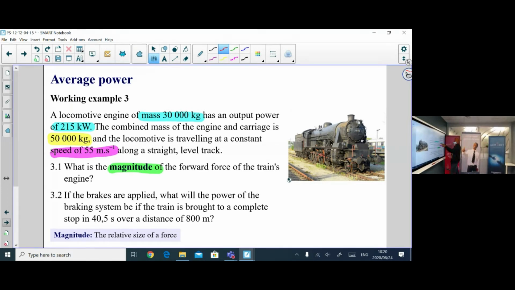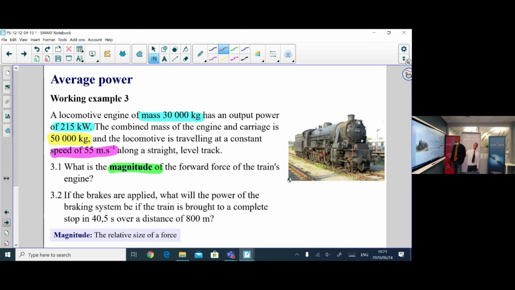We have moved down and look at the combined mass of the engine and carriage, without the locomotive. But we have the engine and carriage, which is 50,000 kilogram. I like this because it's along a straight line, level track. The moment you see a straight line, you must know that we're dealing with the x-axis. It's where the positive work done comes in and the negative work done comes in.